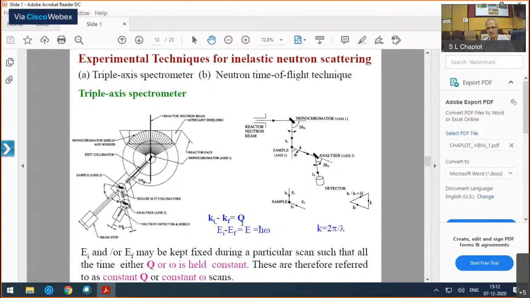So in fact, this is a four-dimensional space of Q and E. Quite often we would keep three of them constant in some way, and we can scan along the fourth one. But of course, that is not absolutely essential. You can work in any arbitrary path in the Q-omega space.